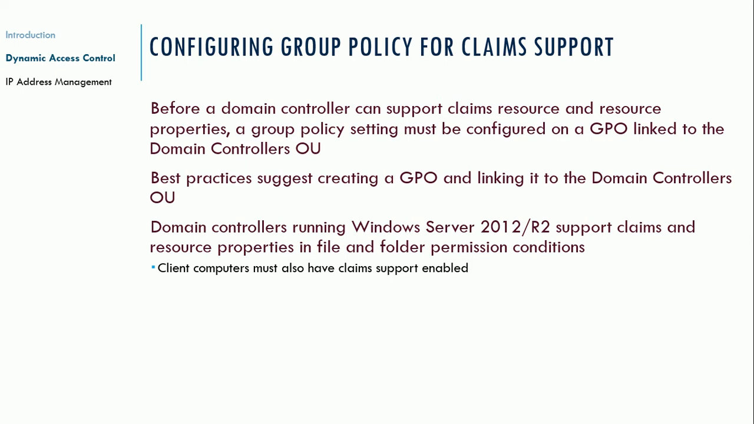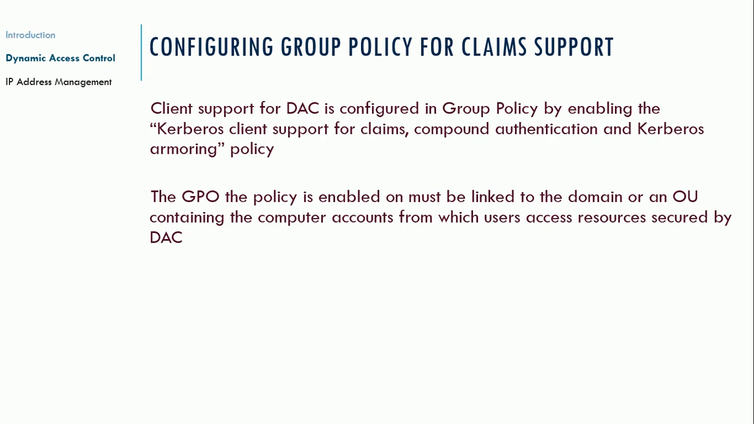Client computers must also have claim support enabled. It's important to note that if you don't have claim support on a client computer, it will not use it. So if you have versions of Microsoft Windows in your infrastructure that do not support claims management, then you may have some issues, right? Because someone could technically bypass these controls by not having an OS version that checks that. So client support for DAC is configured in group policy by enabling Kerberos client support for claims, compound authentication, and Kerberos armoring policy. So you have to enable that policy in order for this to work.